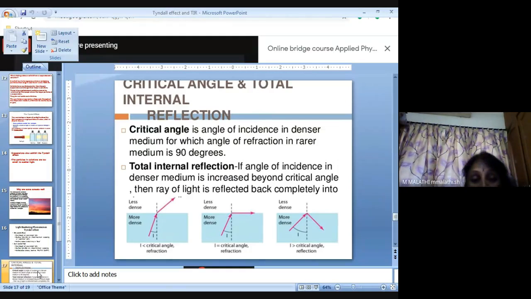Now, this is John Tyndall's effect about the scattering of light. After explaining the Tyndall effect, he constructed a water tank, a bend-shaped water tank, and allowed the light wave to pass through it. I will show you the video in the next class. Allow the light to pass through the water tank.